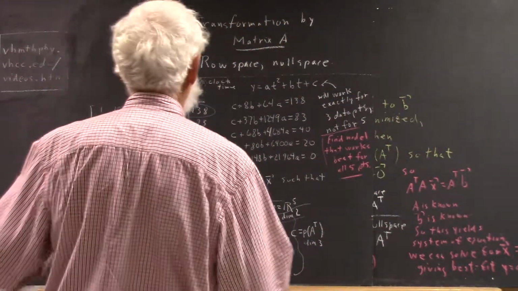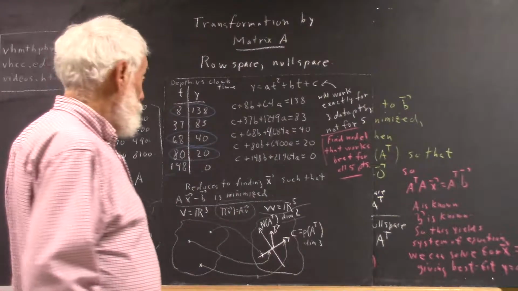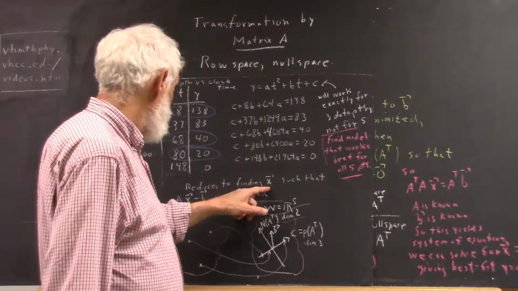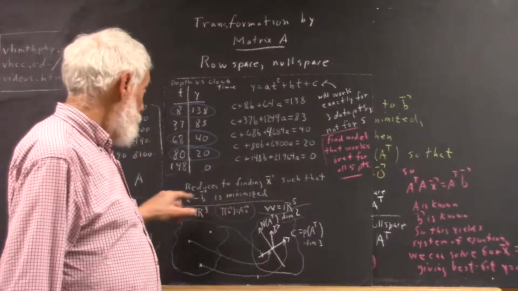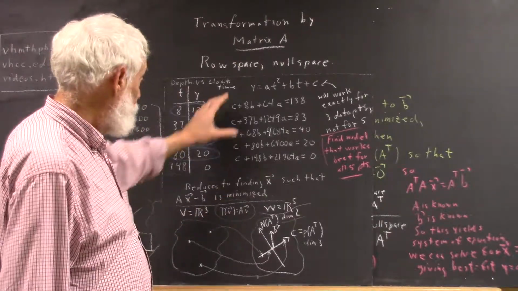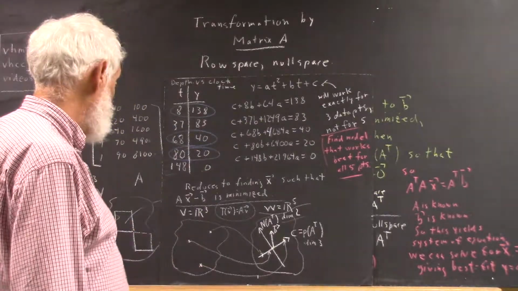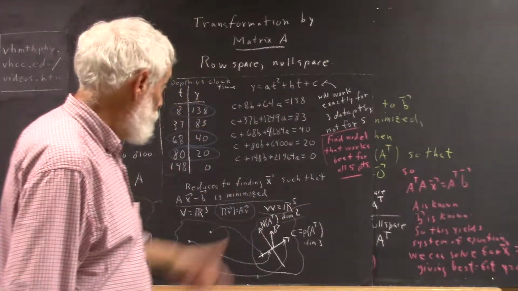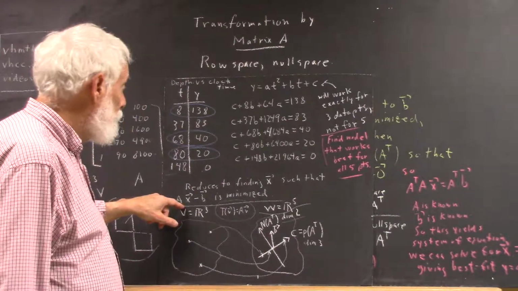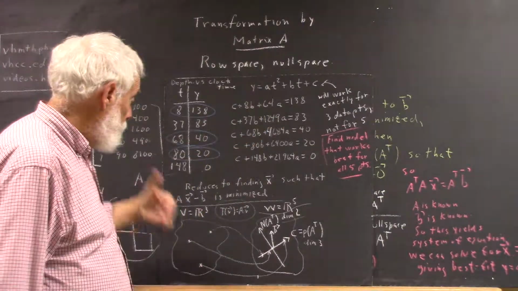Okay, what we're going to do to solve this problem is define the vector x such that Ax minus b is minimized, where A is, of course, the transformation that's defined by this system of equations, and b is a vector of y values, and x is a vector (a, b, c) in R3.